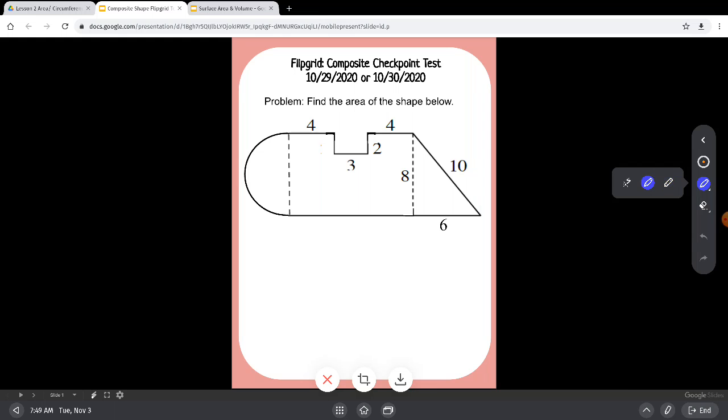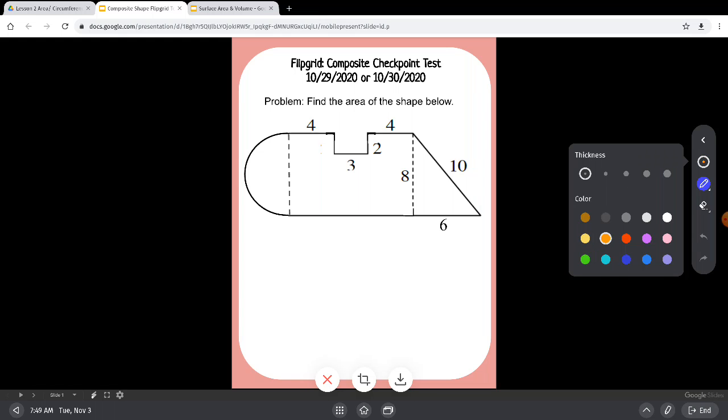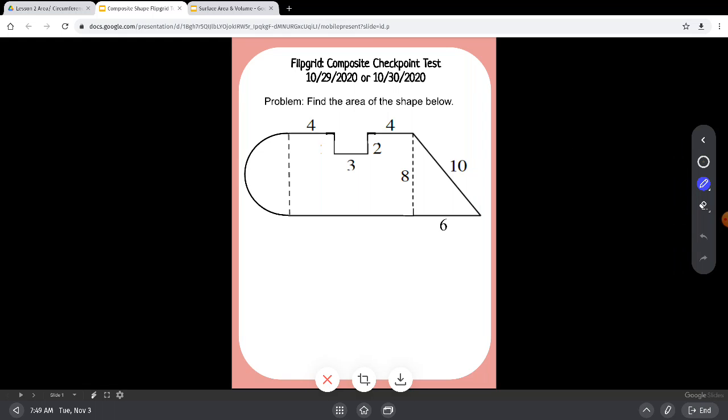So the first thing we want to do, according to our steps, is cut and identify our shapes. Now there's a couple of ways that you can cut this, but this is the way I'm going to cut it. Doesn't matter if you did it this way or not, you should get the same answer. So I'm going to cut it going this way.